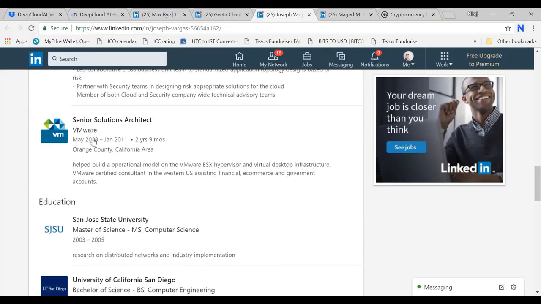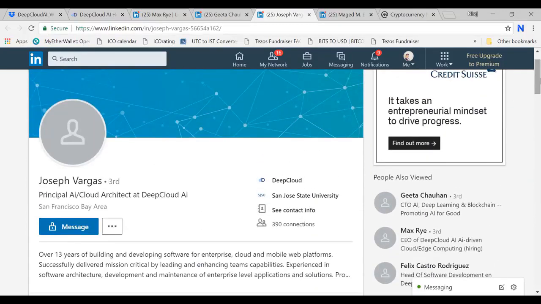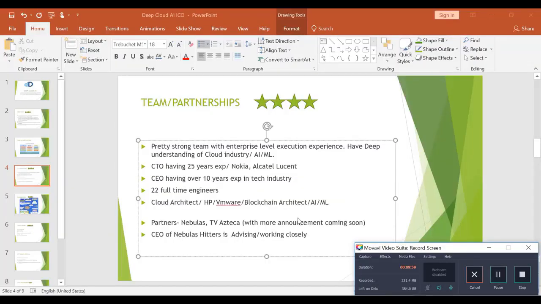He has also worked with VMware. Again, VMware is big in virtualization technology. He worked as a senior solution architect there for 3 years. So yes, they understand the cloud industry and artificial intelligence in and out. I've also heard that they have around 22 full-time engineers currently working, and like I said, people from HP and VMware are on this team.